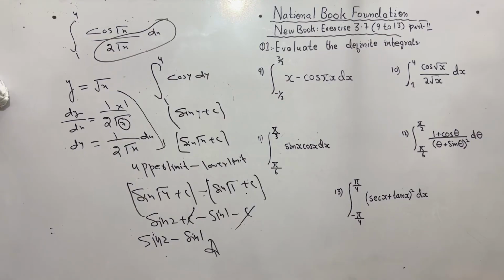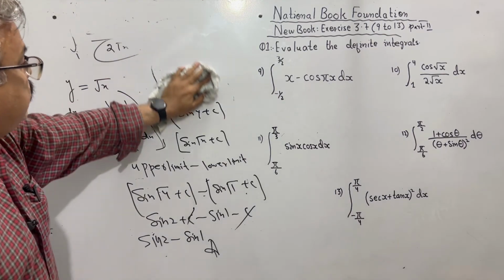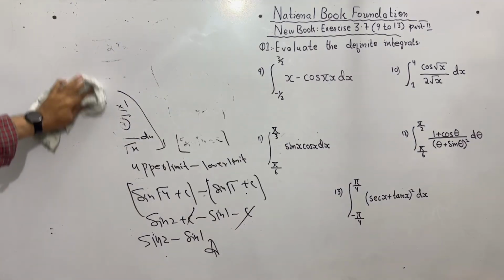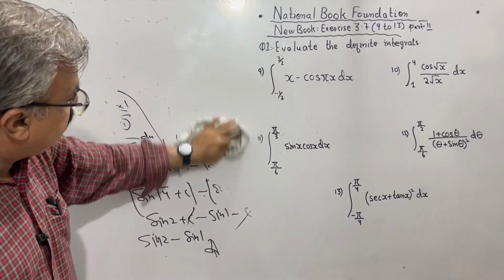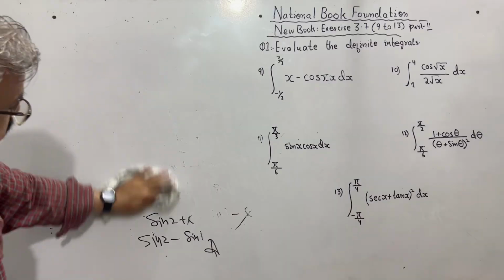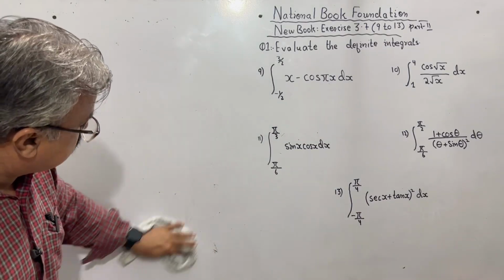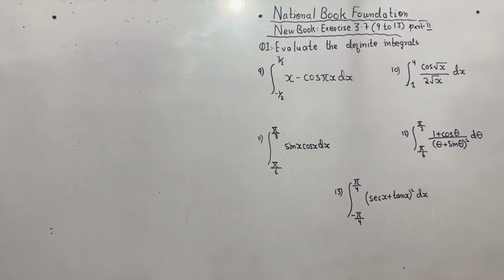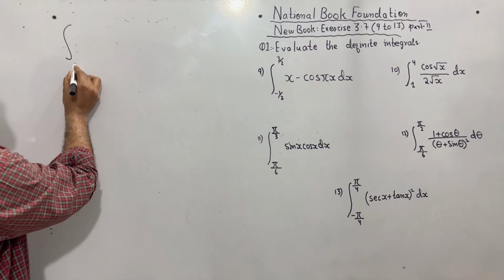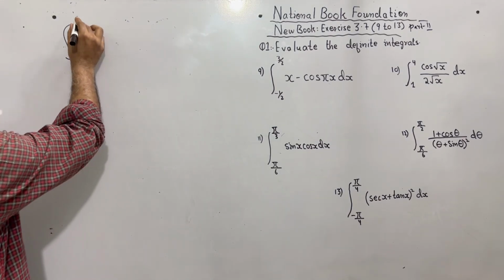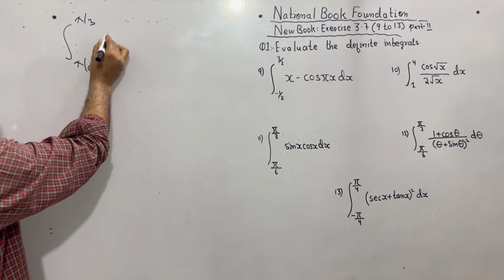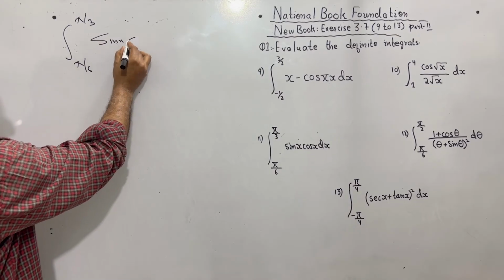Cool. Question number 11: the integral of sine x cos x dx. It's a simple question, simple enough. Whatever you want to do, just do it with that. Look at this: the limit runs from pi over 6 to pi over 3. We have sine times cos x dx.